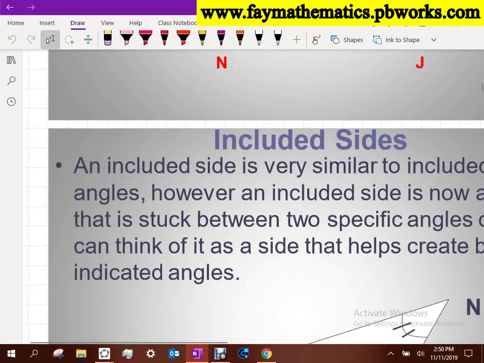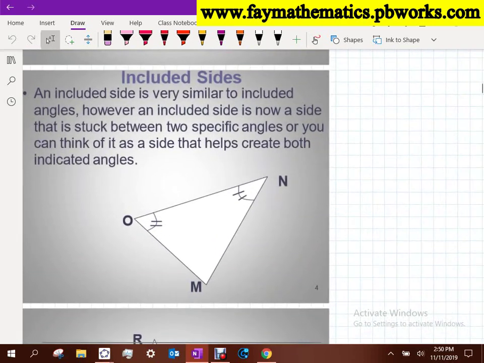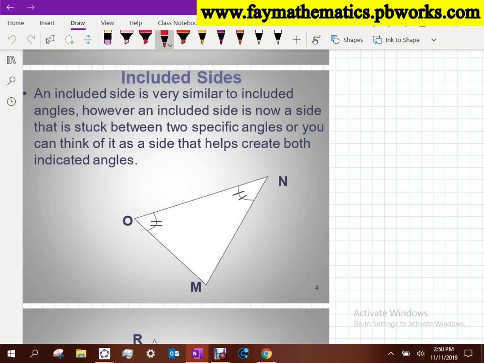The other one, so just kind of talking about the included side, just to make sure we're on the same page with that. Okay? Included sides, similar to included angles. It's just the side that is stuck between two identified angles. You don't need to maybe write this down, but be able to identify them. If those are my two angles, O and N, then what's the segment that is between them? Do you guys agree that ON is the segment between them? Okay. That would be the included side.